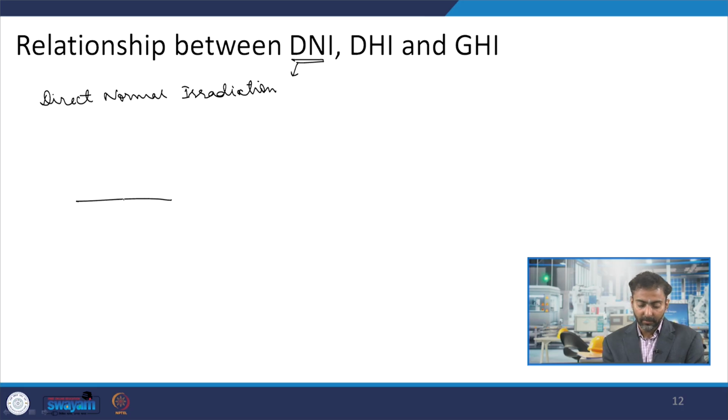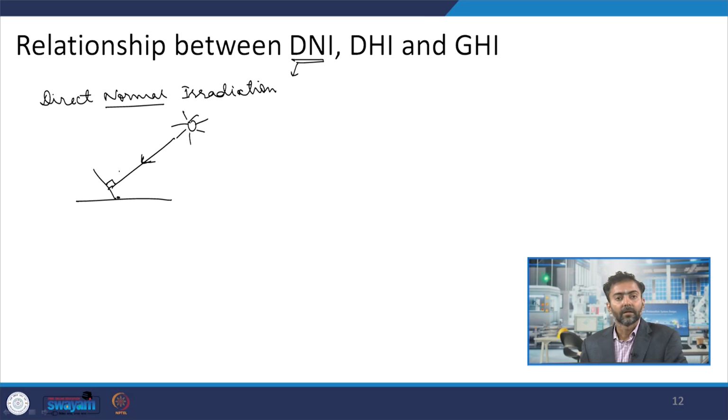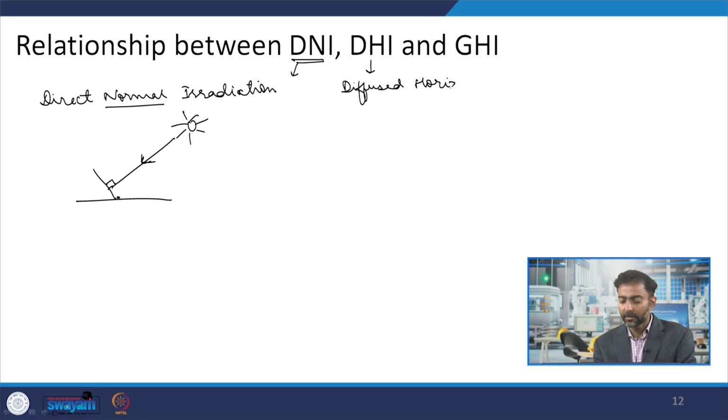So, for an observer this direct normal irradiation is coming as a beam directly to that observer, and by definition, as it says here, normal, it is measured perpendicular to the direction of the radiation. So, if this is the beam component of radiation, we measure it on a surface which is perpendicular to the direction of the radiation, and that is why the name direct normal irradiation. Then we have DHI, which is the diffused horizontal irradiation. So, we measure it on a horizontal surface.